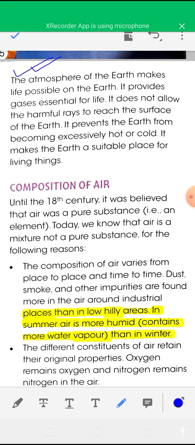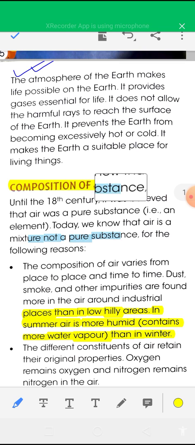Now see the composition of air. I have already told you air is a mixture of different gases, dust particles, and impurities. So air is not a pure substance. It is a mixture, not a pure substance.